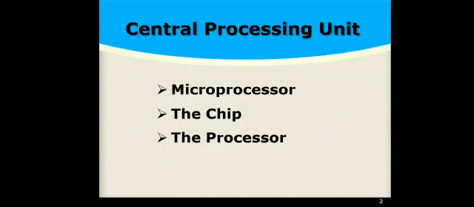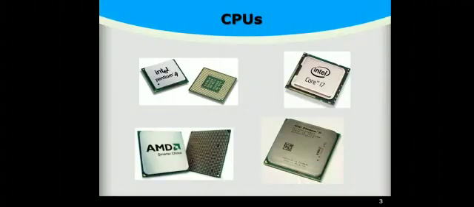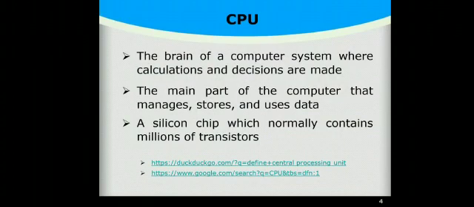Now, the Central Processing Unit is the microprocessor, the chip, the processor. The CPU's design is like this. It is not a very heavy device. Its height is in mm and its length is in centimeters only. The CPU is the brain of the computer where calculations and decisions are made. It is the main part of the computer that manages storage and uses data. In simple terms, it can perform all the work in the computer system.